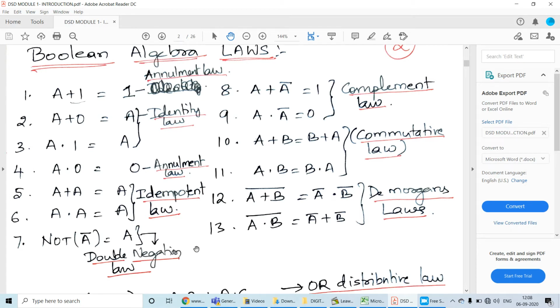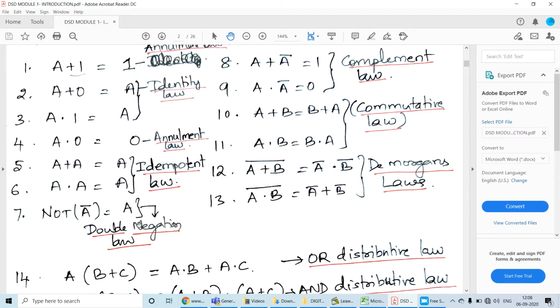Idempotent law. So what is the idempotent law? A plus A, or A and A, will be equal to A. So A plus A equals A into A equals A. Then double negation law. Not of A bar will be equal to A. Okay, we have A bar here. Not of that will be equal to A.